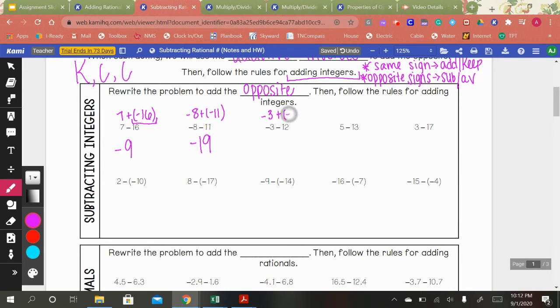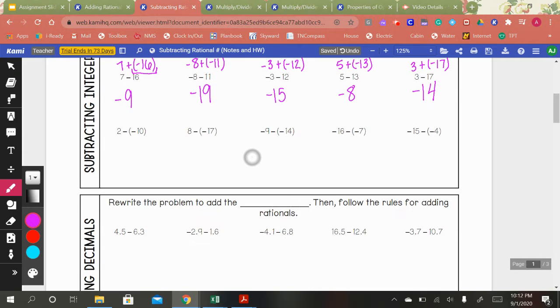Keep, change, change. Negative 15. Keep, change, change. We have opposite signs, so we subtract. It is negative because the negative number has the greater absolute value. Keep, change, change. We are subtracting again and keeping it negative because the negative number has a greater absolute value.